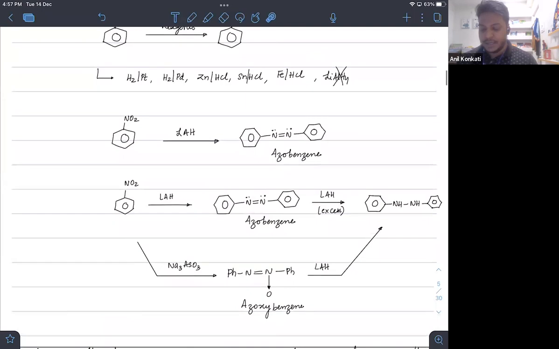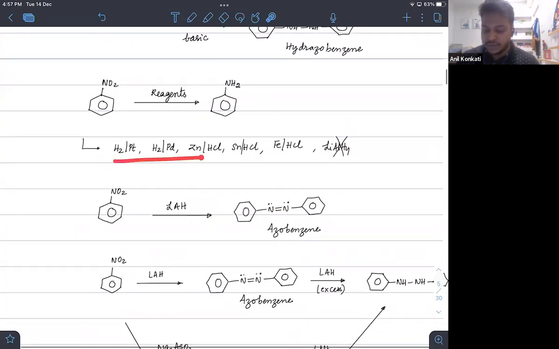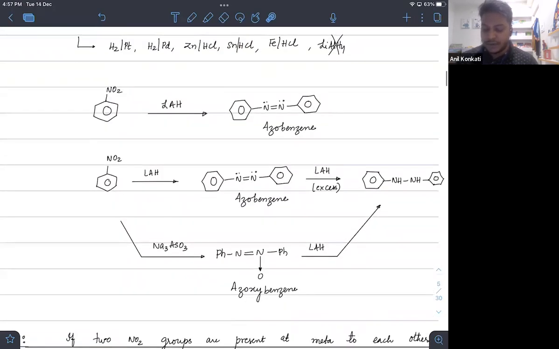Next, if the reagent is H2, and all of this we have learned already, it gives NH2. But if it is with lithium aluminum hydride, it would form azobenzene. So it won't give aniline, but it would give azobenzene. This is a typical confusion. So learn that lithium aluminum hydride with nitrobenzene does not give aniline. Instead, it will give azobenzene. That is the final product you will get.